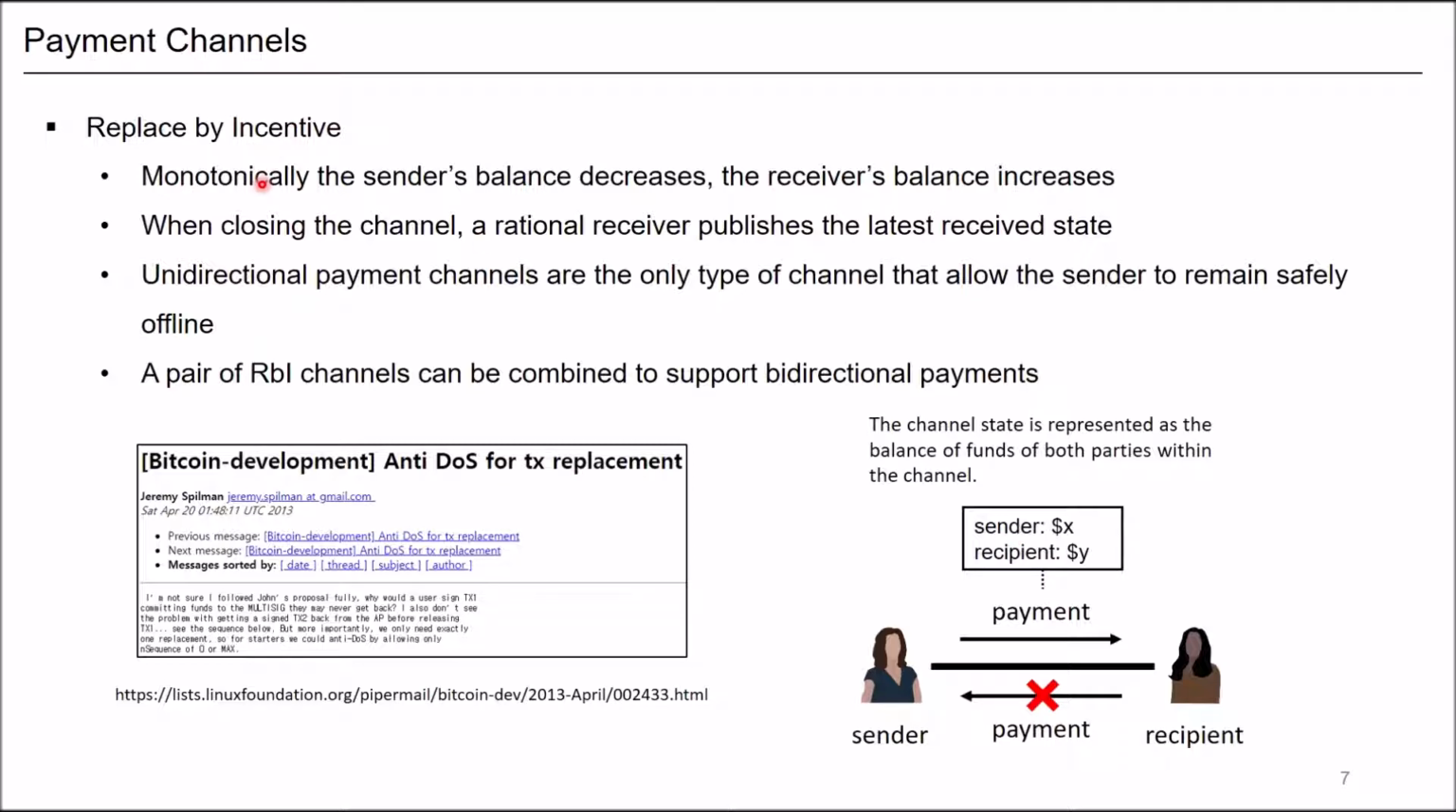To issue a payment, the sender assigns a new state that monotonically decrements the sender's balance and monotonically increments the receiver's balance. When closing the channel, a rational receiver publishes the latest received state to settle with the highest amount of coins. So unidirectional payment channels are the only type of channel that allow the sender to remain safely offline without the risk of losing funds. And also a pair of RBI channels can be combined to support bidirectional payments.